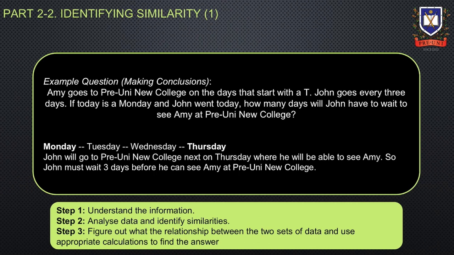3 days from today is Thursday. 1, 2, 3. Because today is Monday. So that means the next day John will go to Pre-Uni College is a Thursday. Amy will also go on this day because Thursday starts with a T. Therefore, John will have to wait 3 days to see Amy at Pre-Uni College.